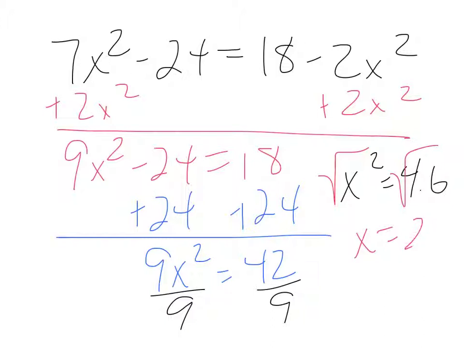2.1. Plus or minus, right? Okay. So that was the first type, right? The first type had just x squareds in it and numbers.